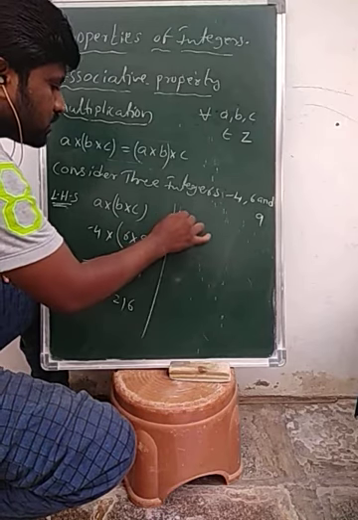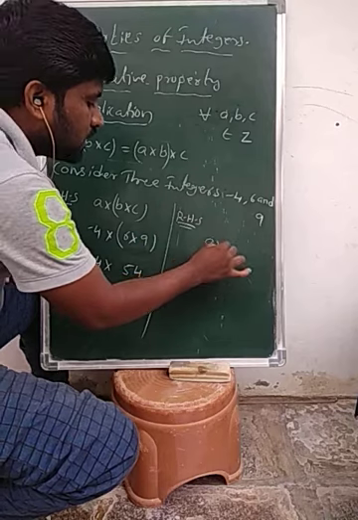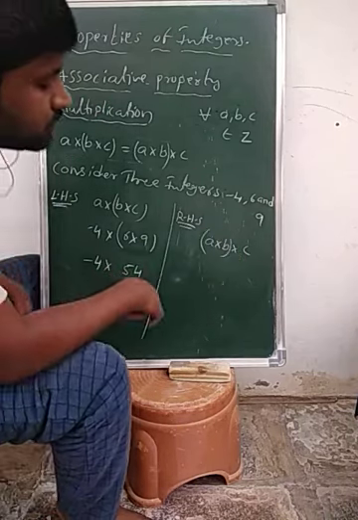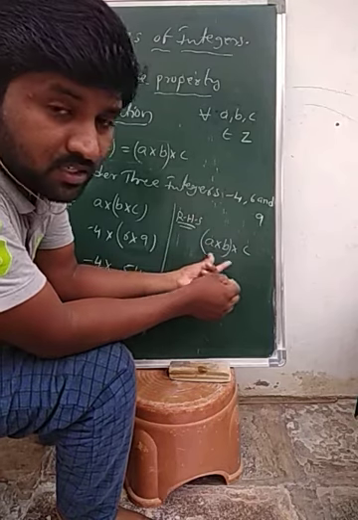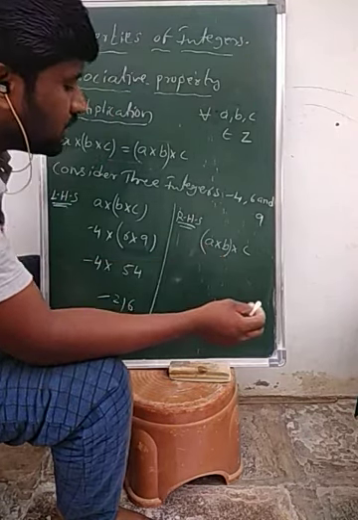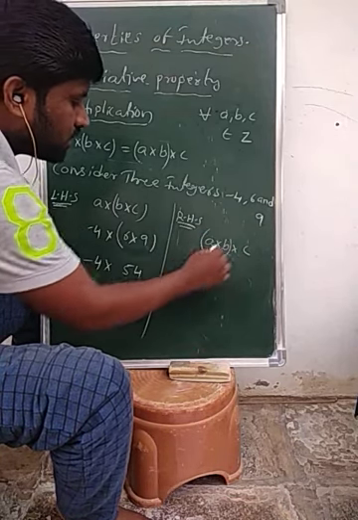Now take the RHS part. The RHS part is (a into b) into c. Okay. Bracket for the first two integers. Now in the place of a, b, c, I am going to substitute the integers.